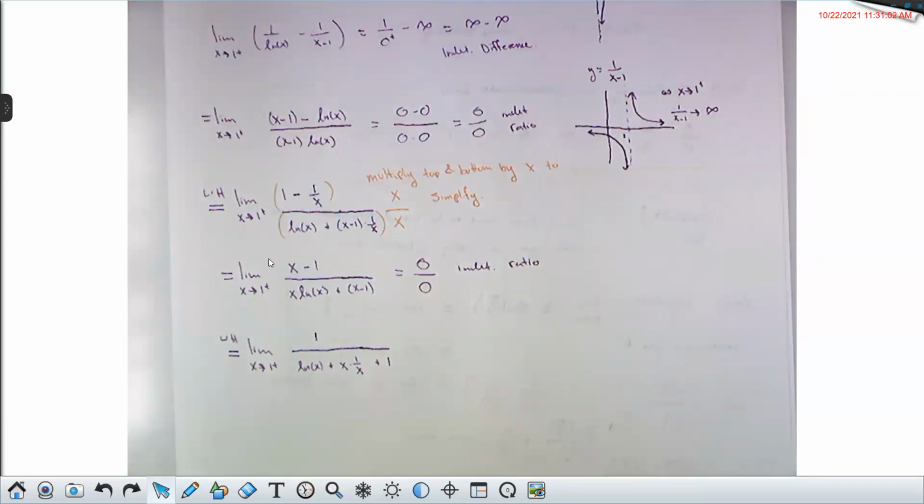So when we multiply top and bottom by x, we get here. And then sending x to 1, we see that we're still looking at 0 over 0, which means I'm going to use L'Hopital's rule one more time. The derivative of x minus 1 is 1 minus 0, or just 1. The derivative of x ln x is ln x plus x times 1 over x. That's a product rule. And the derivative of this x minus 1 is also 1.